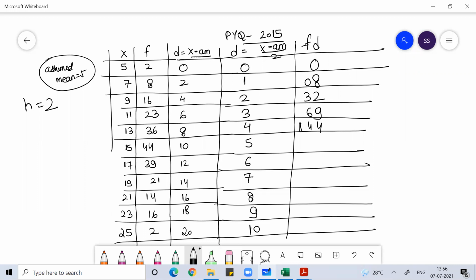Then 44 into 5 is 220, then 39 into 6, 9 sixes are 54, 5 carry, 18 plus 5, 23, 234, 21 into 7 is 147, then 14 into 8 is 112, then 16 into 9 is 144, then 10 into 2, that is 20.